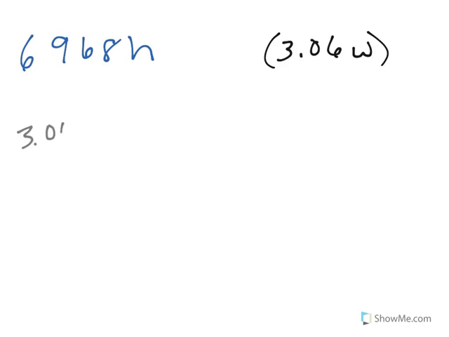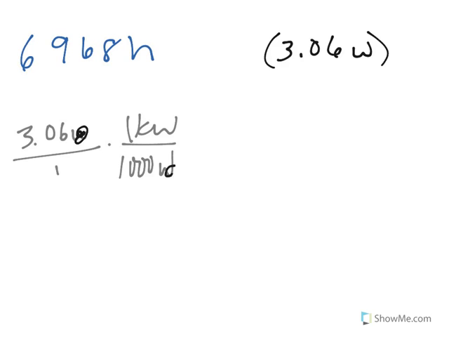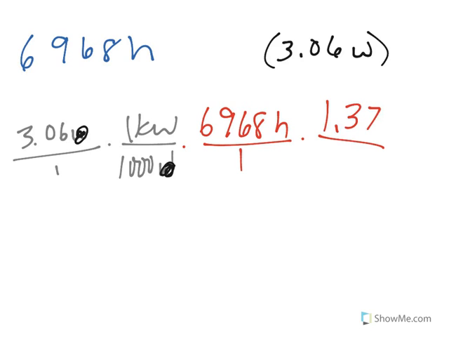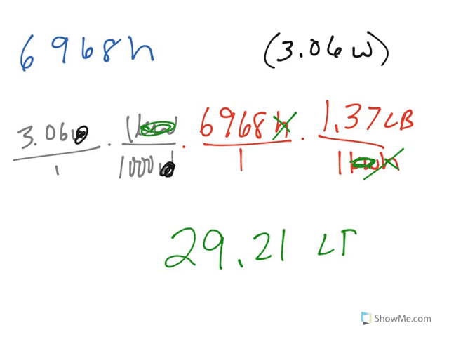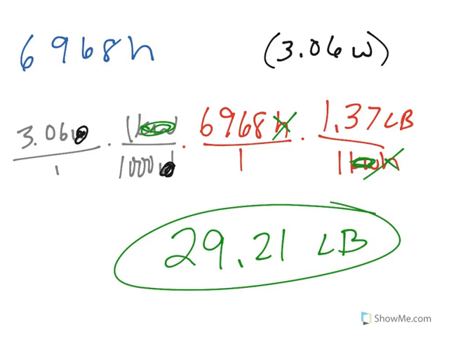So we start with our watts, 3.06 watts times 1 kilowatt is 1,000 watts, right? Cancel out my watts. We found our hours to be 6,968, and you might do that a different way, but I went by weeks and 52 weeks in a year. And then once I have kilowatt hours, I do 1.37 pounds is 1 kilowatt hour. So kilowatts cancel out with kilowatts, hours cancel out with hours, and I have 29.21 pounds of CO2. And that is your practice with carbon dioxide emissions.